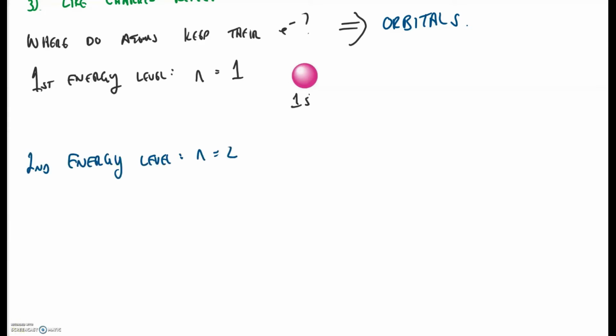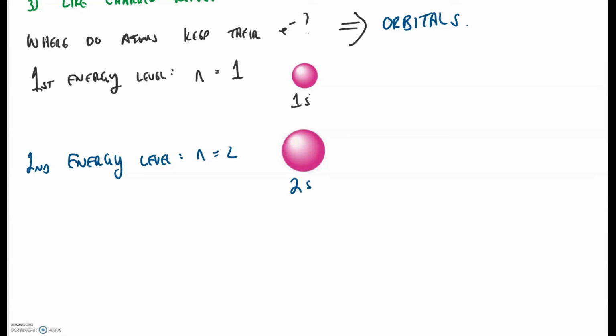Here we are at the second energy level, what we call n equals 2. And here at the second energy level, we have an s orbital, and it looks like this. It's spherical, so we're going to call it the s, and it's in energy level 2, so we're going to call it the 2s, and notice how it's slightly bigger than our 1s.